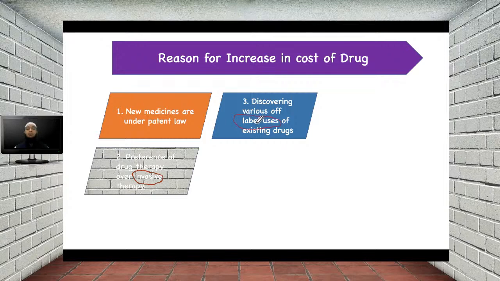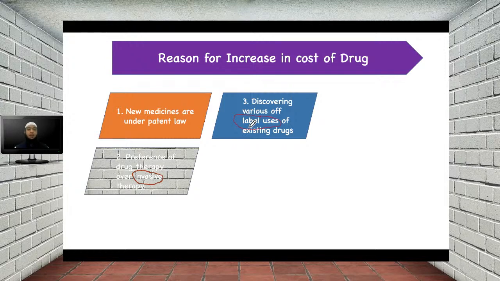Like ivermectin, it is not used as an antiviral drug, but it was used for another disease. Today they have started using it as one of the drugs for the treatment of COVID-19. Likewise, doxycycline was an antibiotic, used as an antibacterial drug, but now they have started using it for COVID-19 as well.